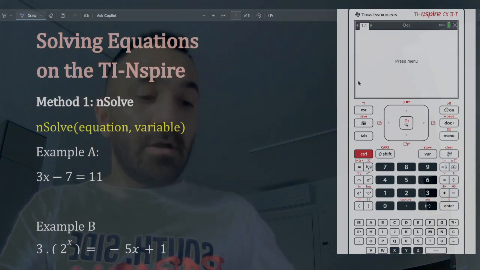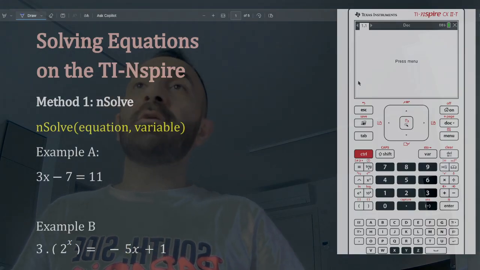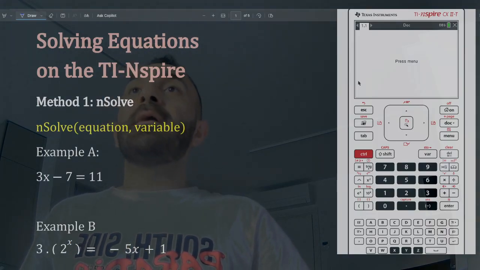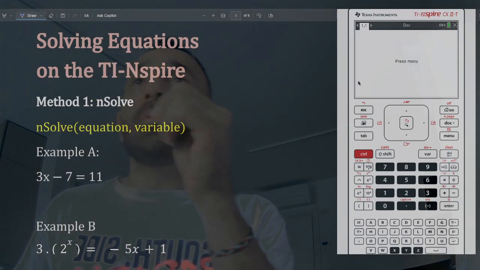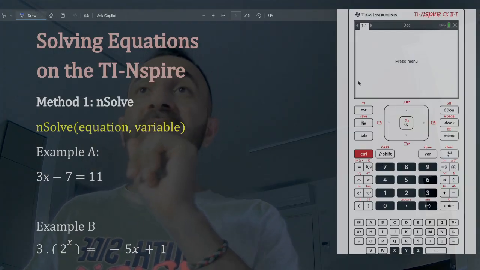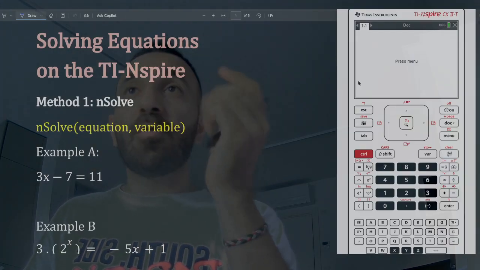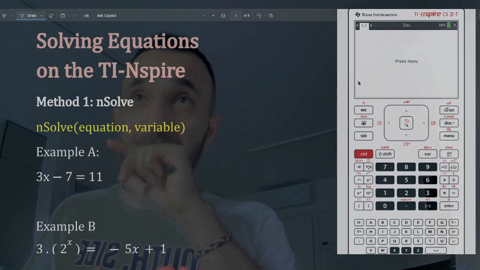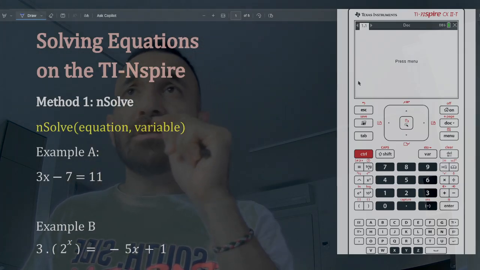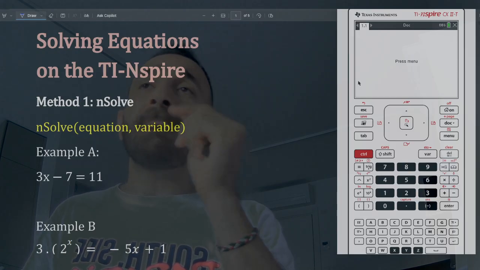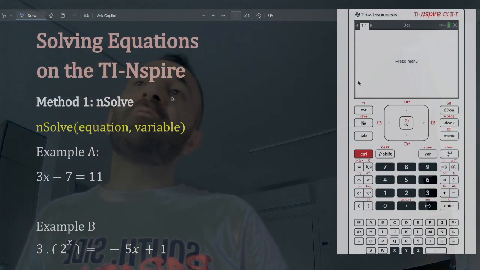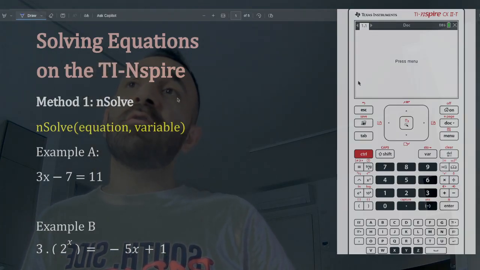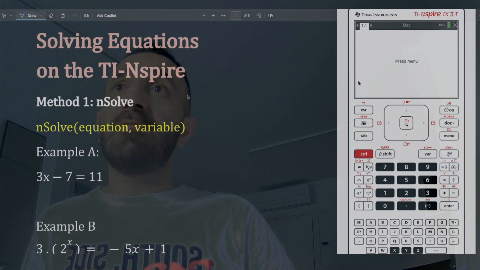In this video, I'm going to talk about how to solve an equation using your calculator. In this case, I'm using the TI-Nspire calculator. We're going to learn 3 methods. It's a very useful video for all the students of applications and interpretation, and also students of AA can learn from this video. So obviously, the very first method that we can use to solve equations is numerical solve.